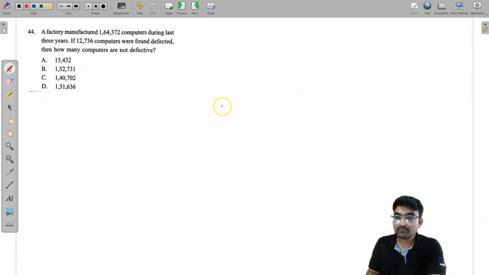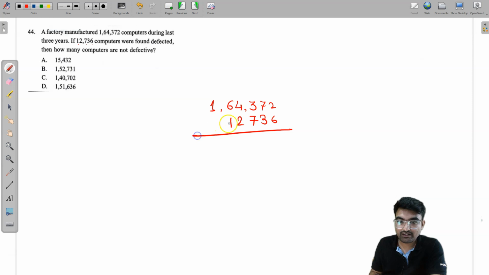Okay, so question number 44. A factory manufactured 1,64,372 computers, right? Out of which 12,736 were found defective, and we have to find out how many computers are not defective. So how to find that? Total number of computers manufactured subtracted by the number of computers that were found defective, and we will get the number of computers which are not defective, correct?